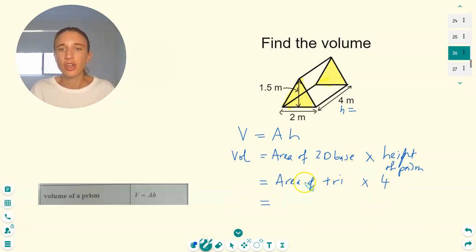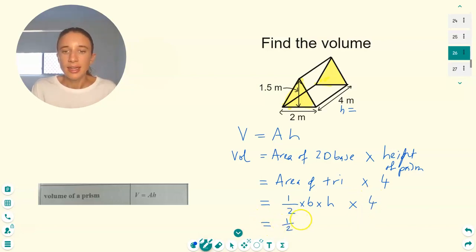Now the area of this triangle, do we know any rules for area of a triangle? Area of a triangle is half base times height. Half times base times height. You might also see it written as base times height divided by 2.